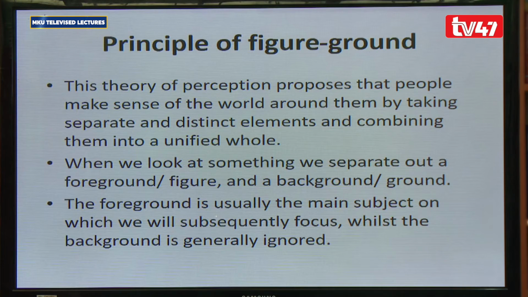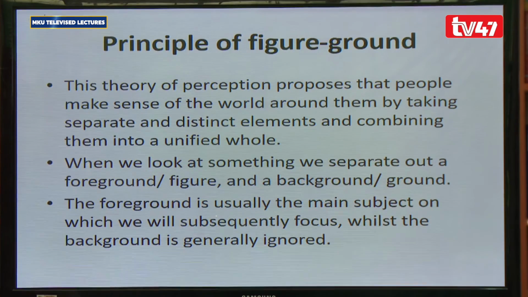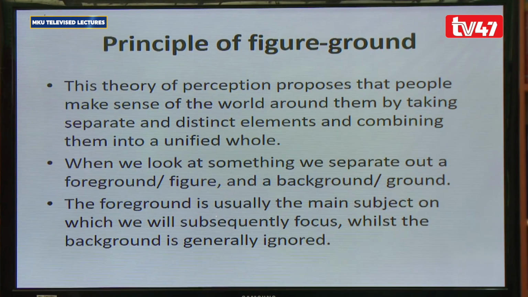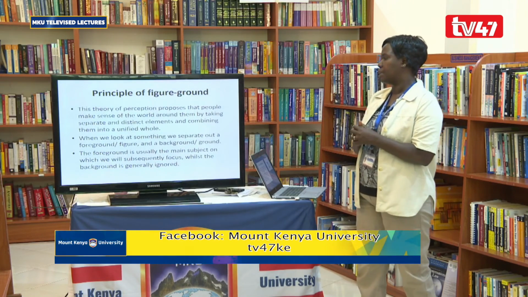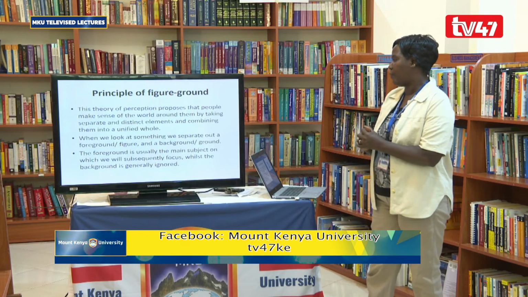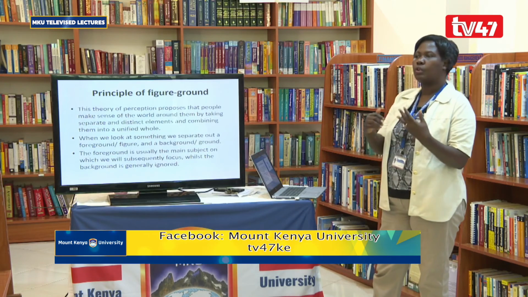Then there's the principle of figure ground. This theory of perception proposes that people make sense of the world around them by taking separate and distinct elements and combining them into a unified whole. When we look at something, we separate out a foreground figure and a background or ground. So the foreground is referred to as the figure, and the background is the ground. The foreground is usually the main subject on which we will subsequently focus, while the background is generally what we need to ignore.